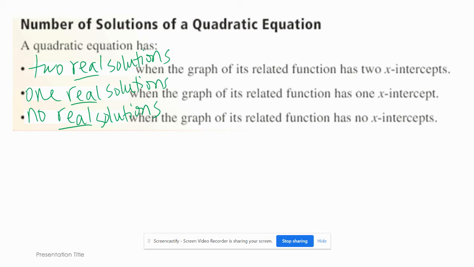And again, the keyword there is real because, like I said in the last chapter, we focus on the word real because later on, when we get into Algebra 2, we'll start talking about imaginary values.